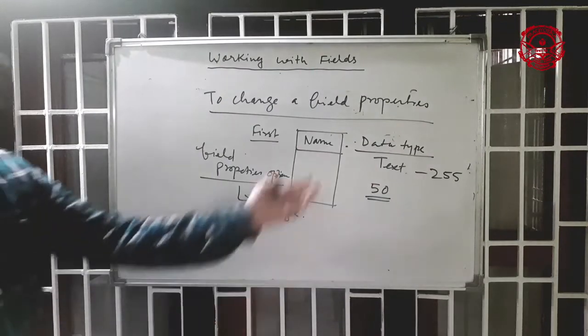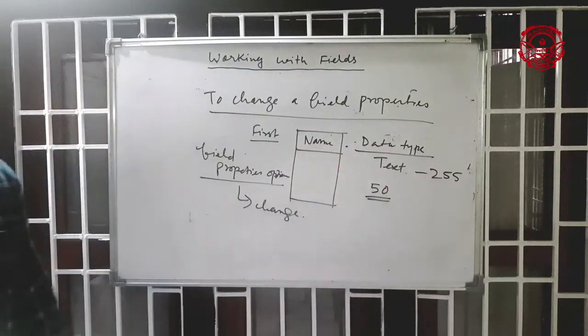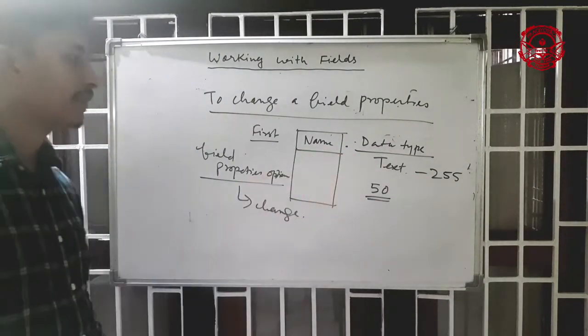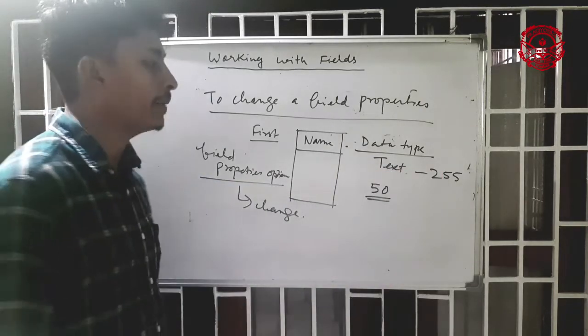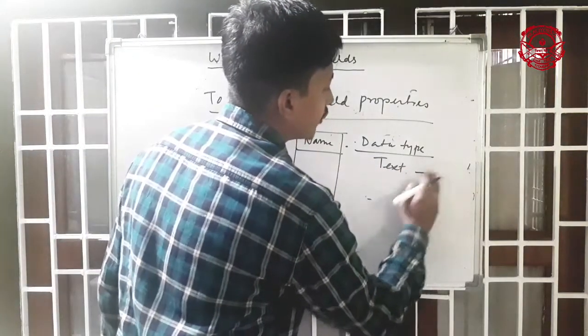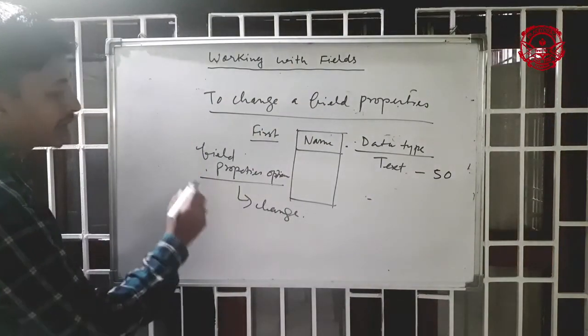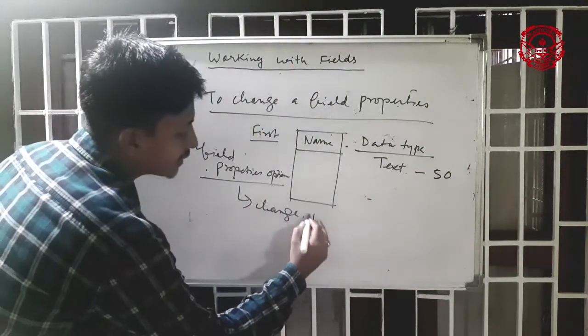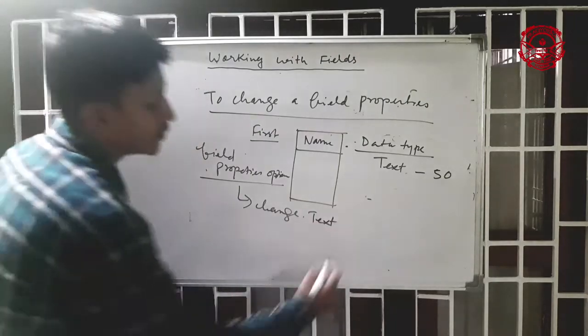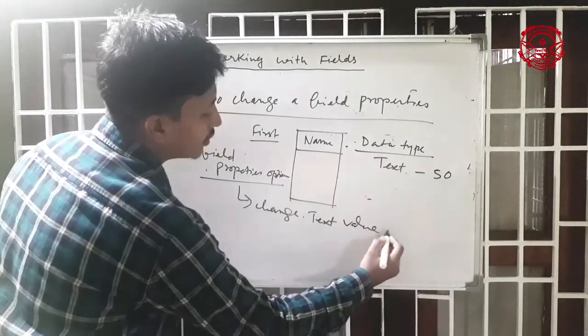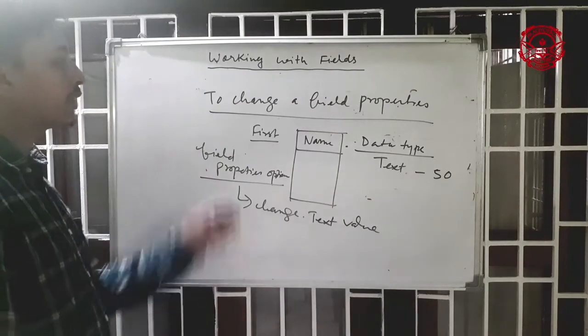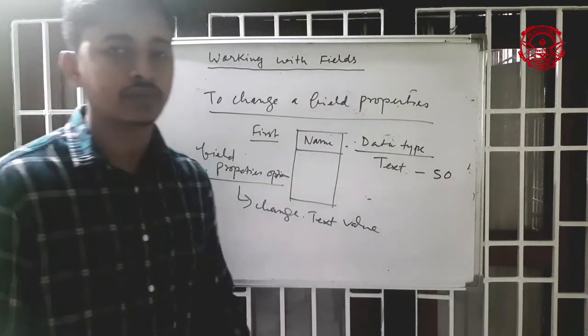You can change the text. The range is 50, it is not 255 now. It is now 50 only. You can change it with the help of the field properties option and change the text value. So in this way you can change the field properties options.